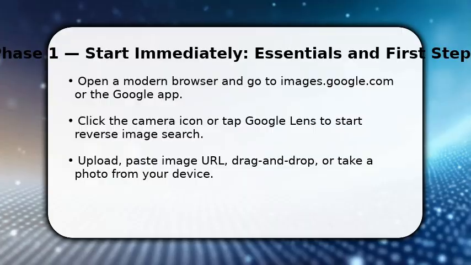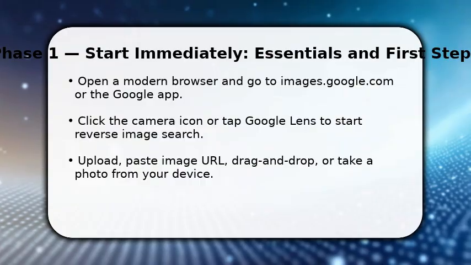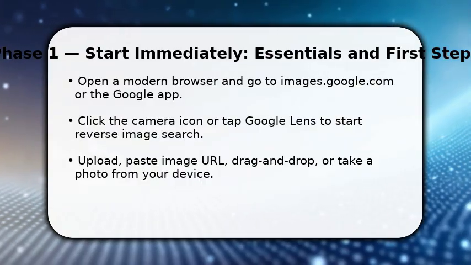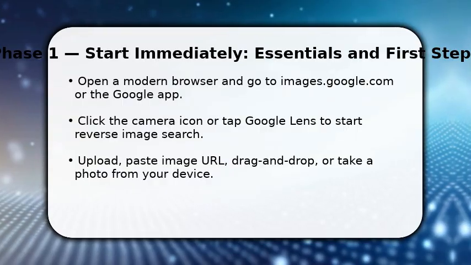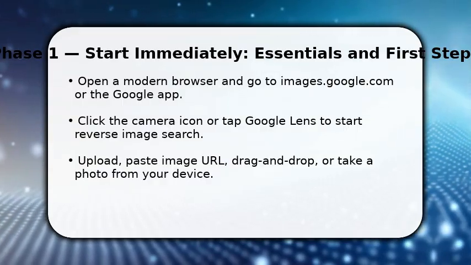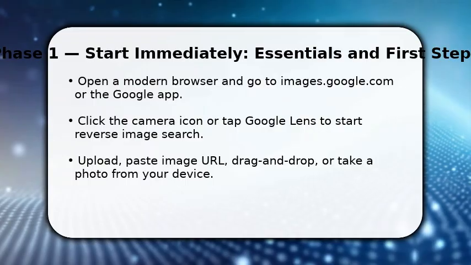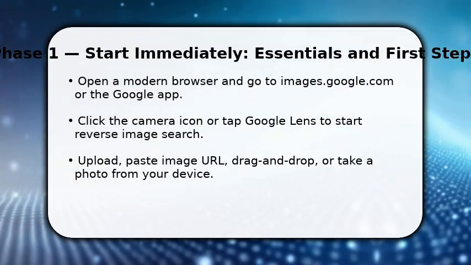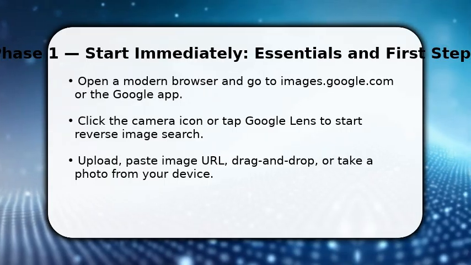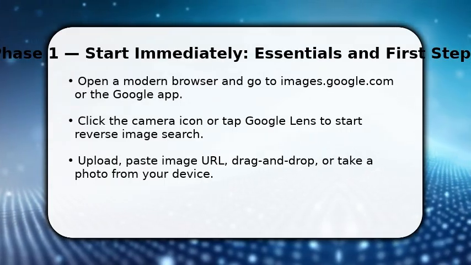Enjoy the video. You'll begin by opening Google Images or the Google app. This gets you to the camera or lens quickly. Once there, choose Upload, paste the image URL, drag the file into the search box, or take a photo with your camera. These are the fastest ways to start a reverse image search. Do this now so Google can analyze pixels and metadata.